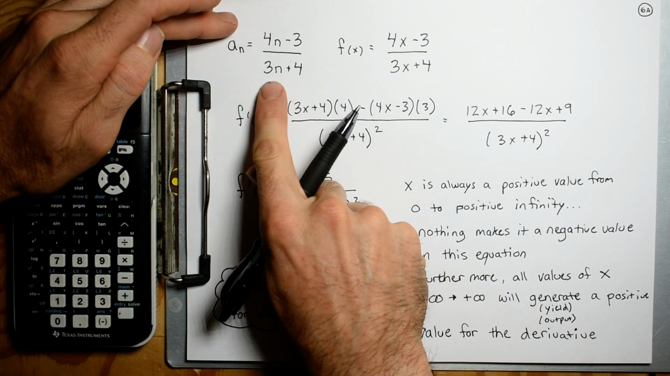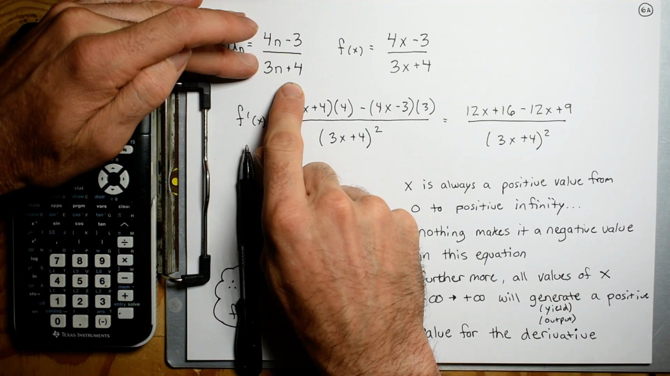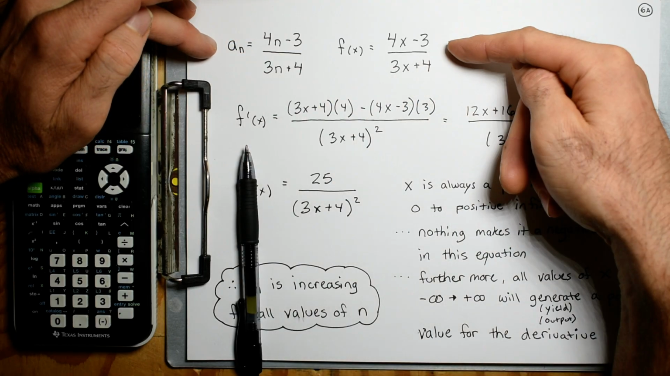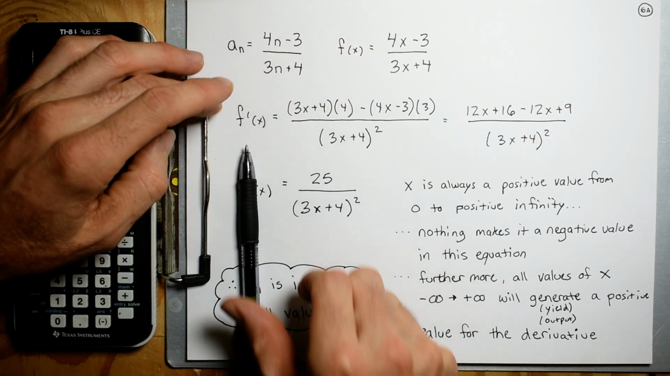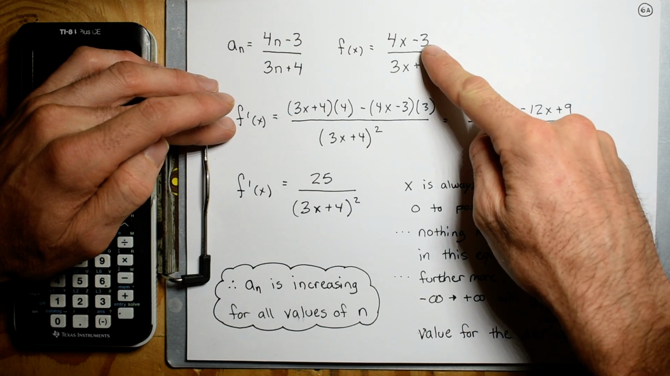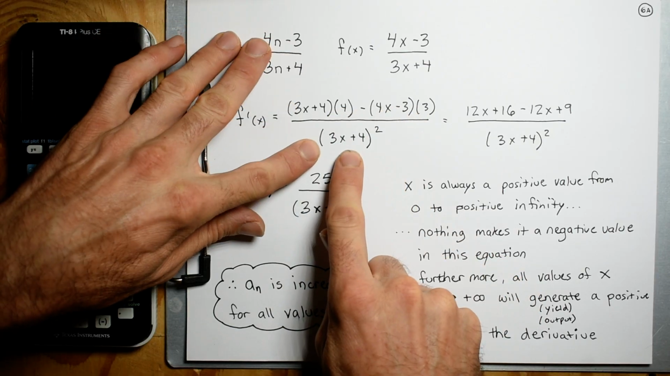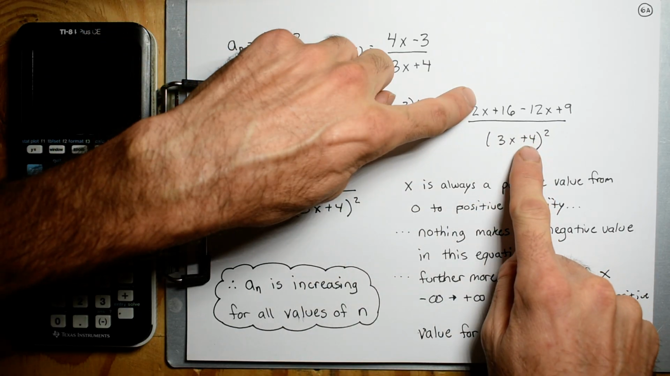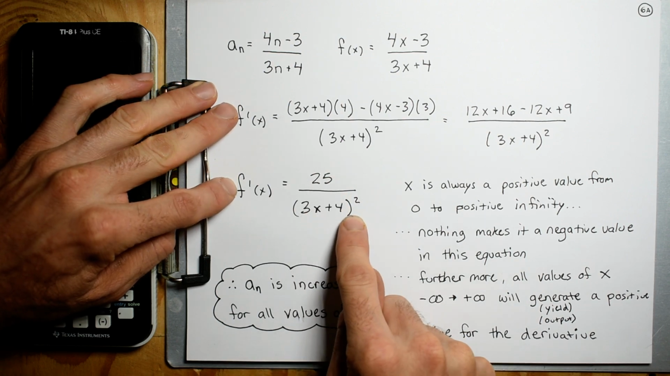So here is our sequence. It's (4n minus 3) divided by (3n plus 4). Change it into a function just by replacing n with x, and then we're going to take the derivative of this. Low d high minus high d low, all divided by the square of what's below. FOIL, simplify. We've already done that. 25 divided by (3x plus 4) squared.